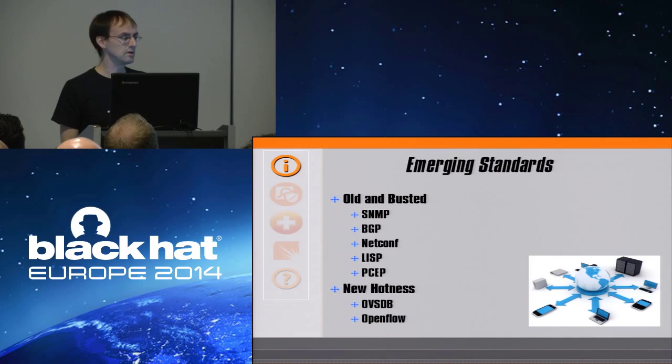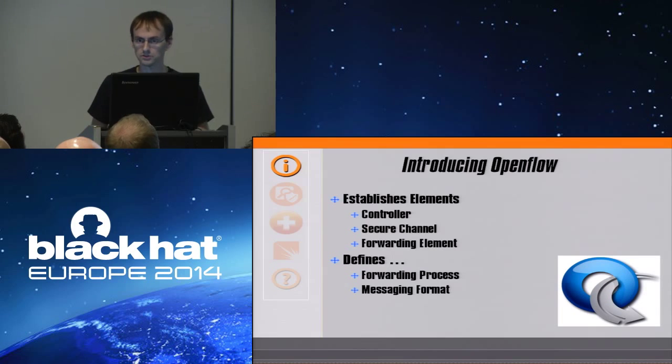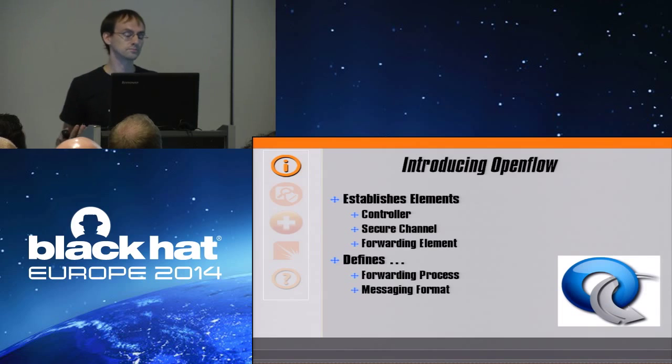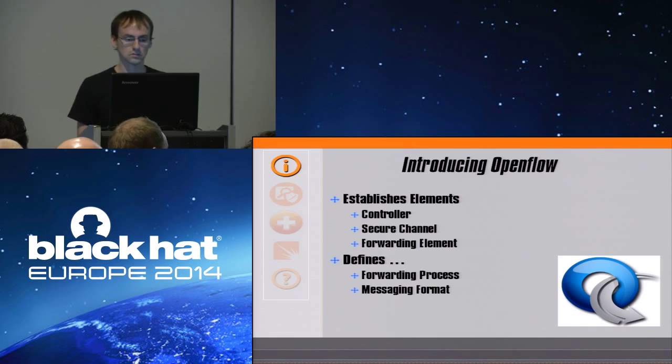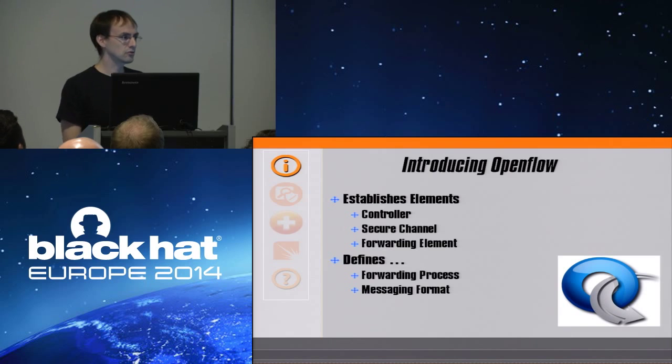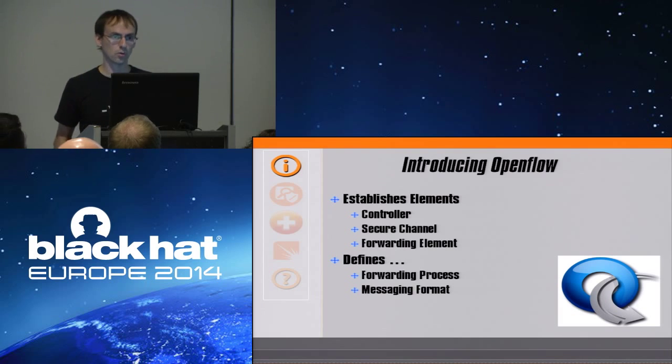OVSDB for the virtual space, and network-wide, bridging both virtual and physical, OpenFlow. So we were talking about OpenFlow today here. It is something that is expanding, has the most support, and is what is being used by most of the controllers rolling out now. OpenFlow establishes elements of that paradigm: the controller and a secure channel for the controller to communicate over with the forwarding elements. So we have the switches and routers being established there, with their roles. It defines at those forwarding elements a forwarding process and then a messaging format so that those forwarding elements can communicate back with the controller and get updates to what they're supposed to be doing with packets when they encounter them.